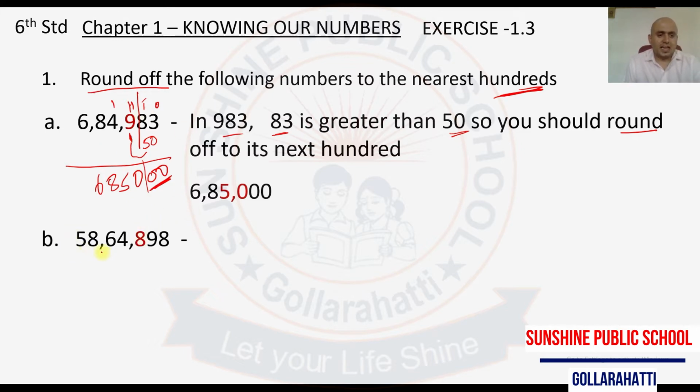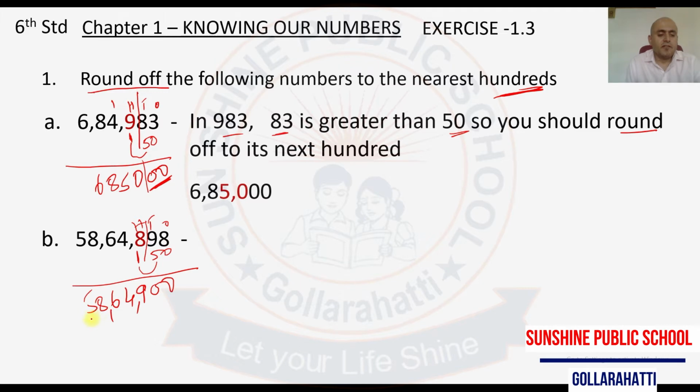58,64,898. Again you have to round off to the hundreds. This is ones place, tens place, hundreds place. For rounding off to the hundreds, you have to look at the tens place. The tens place is more than 50. So if it is more than 50, you should add 1 to the hundreds place. If you add 1, this becomes 0. 8 plus 1 is 9, and 4, 6, 8, 5.